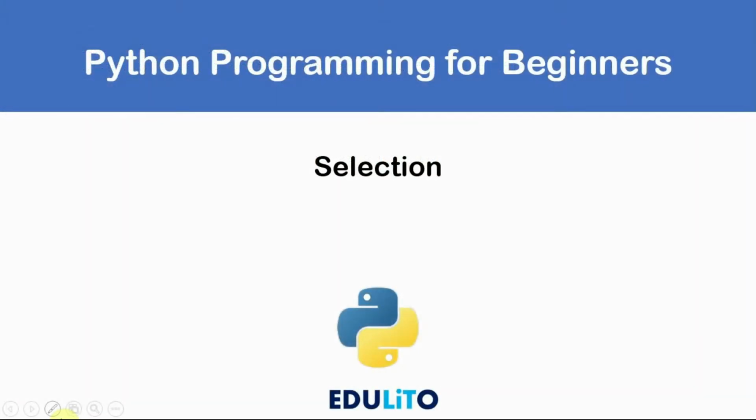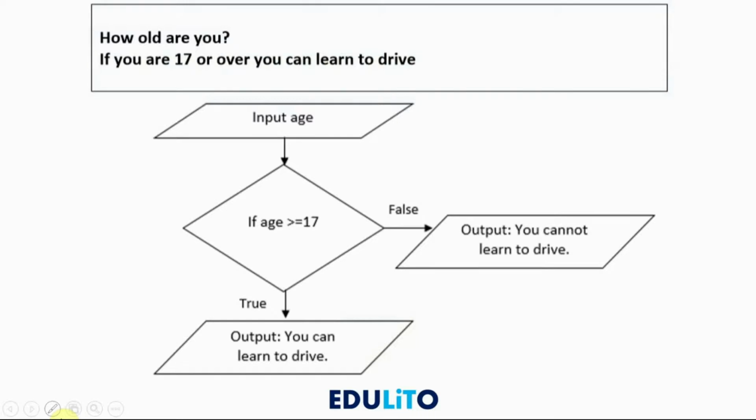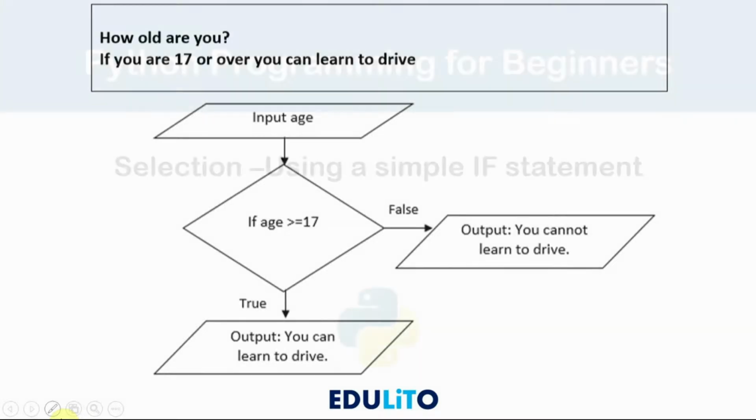Now let's take a look at selection. You can see here we have another flowchart. In this particular case we have a choice, a condition, and the condition in the middle of the program says if the age is greater or equal to 17 we do a particular thing. So we've got a choice of two things to do. If it's true, then we move to the output statement at the bottom, you can learn to drive, and if it's false you go to the other output statement, you cannot learn to drive. So basically selection is a condition where you select one choice or another choice.